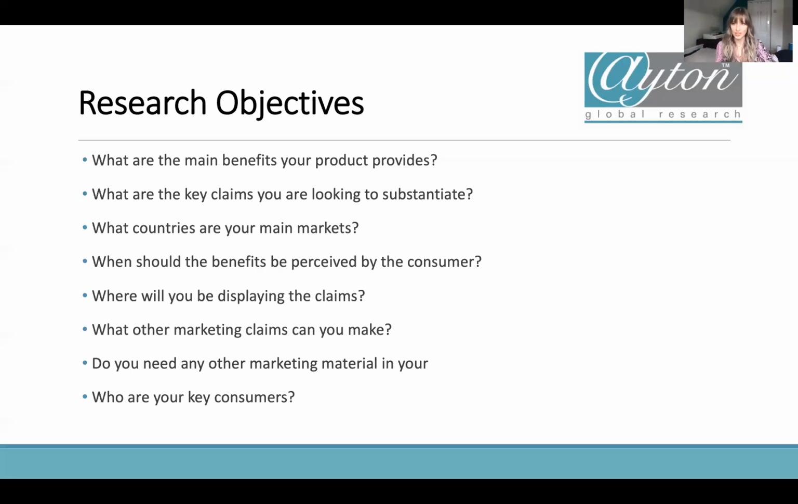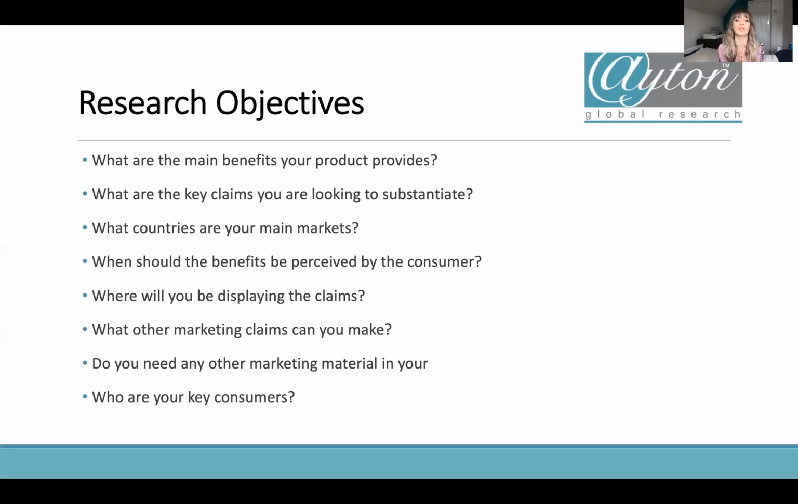Once you've got all of your benefits together, you then want to think about what the key claims are. When you're looking at a product, you could find out it's got, I don't know, a list of 40 different benefits, but it's very unlikely that when you actually sell your product you're going to put 40 claims. It would be overwhelming for your consumer to have that many key claims driven to them.